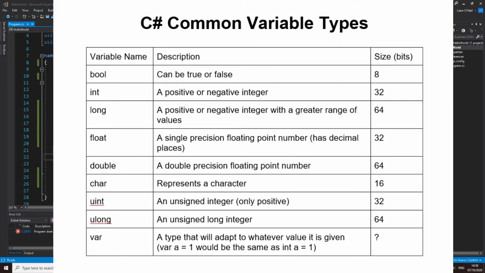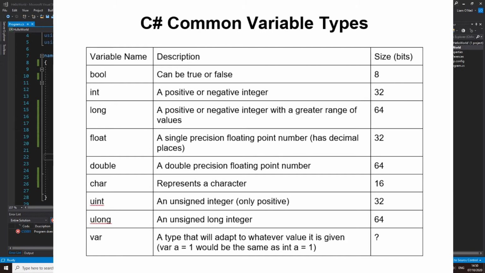Then you've got a ulong, which is an unsigned long, which is the same thing, except it's a long this time. So it's 64 bits instead of 32. You can have a greater range of values, and because of it being only positive, even greater again. And finally on this list, as I said, this is not an exhaustive list at all, you've got var, which is an adaptable variable.